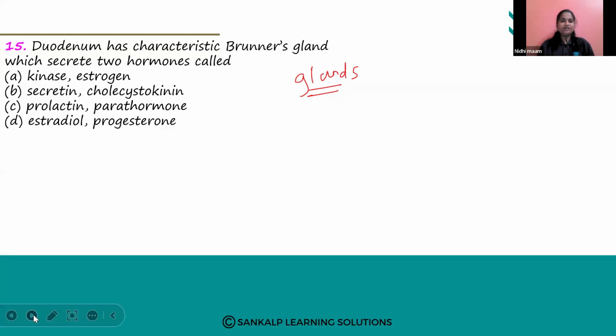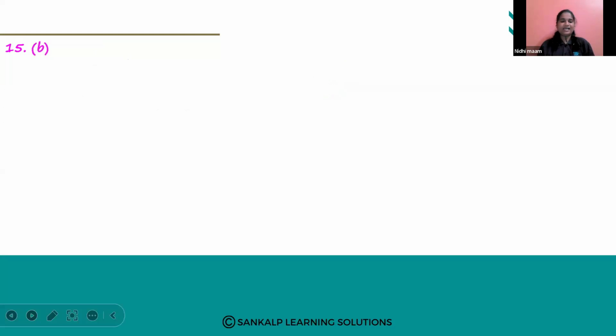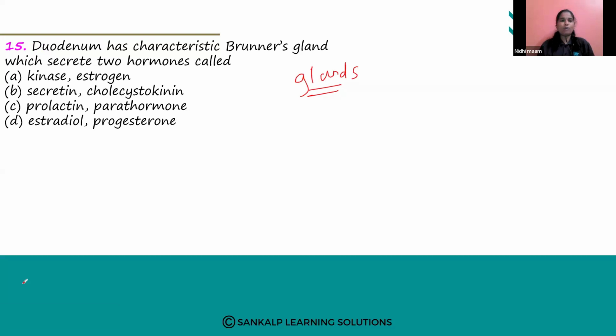Okay. So here, the answer is option B, secretin and cholecystokinin. These are the secretions of Brunner's gland. What is the function of secretin and cholecystokinin, that we will be studying in the upcoming questions.